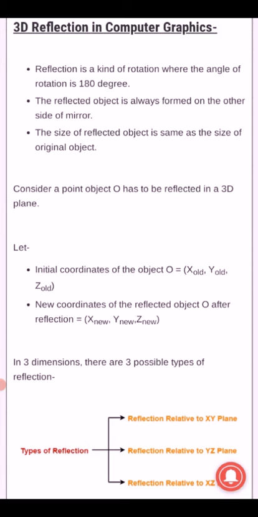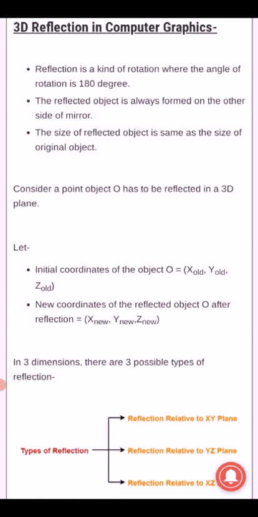If the reflection of an object is equal to the mirror image of the object, the size of the reflected object is the same as the size of the original object. There will be no change in size. And reflection is of three types: reflection relative to the xy plane, reflection relative to the yz plane, and reflection relative to the xz plane.